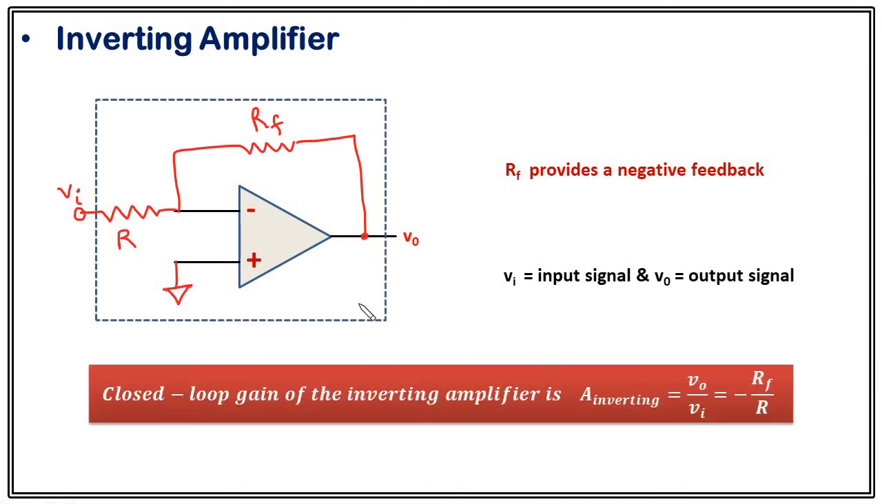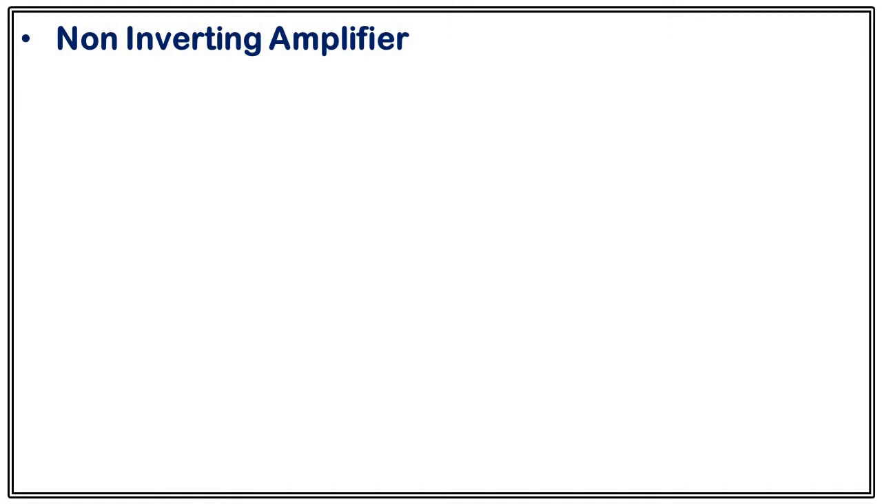Here, this whole system under this box is called the inverting amplifier circuit, and the gain of this circuit is A inverting, which is V0 upon Vi, equal to minus Rf upon R. Just by changing Rf and R, you can control the gain of this circuit. Now let's look at the non-inverting amplifier.